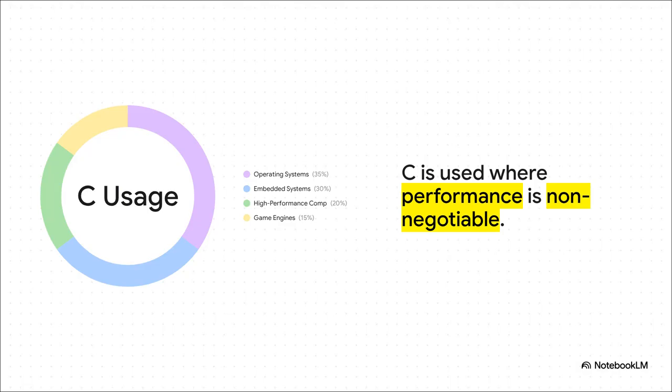Yeah, C's role today is crystal clear. You use it wherever performance is absolutely, positively non-negotiable. The core of operating systems like Windows and Linux? Yep, that's C. Those tiny little computers inside your car, your microwave, even your smartwatch, they're all running on C. And the engines powering blockbuster video games and massive scientific simulations? You guessed it, that's the world of C and its direct descendant, C++.